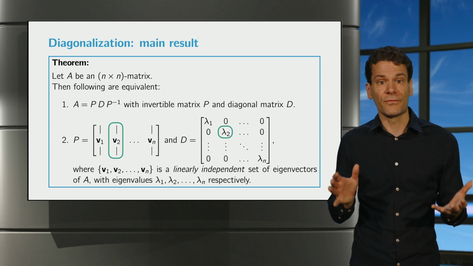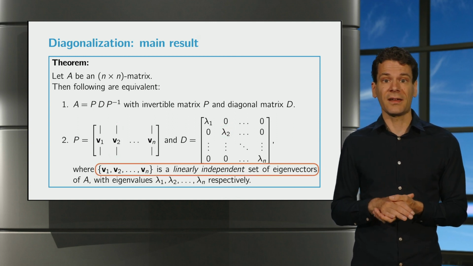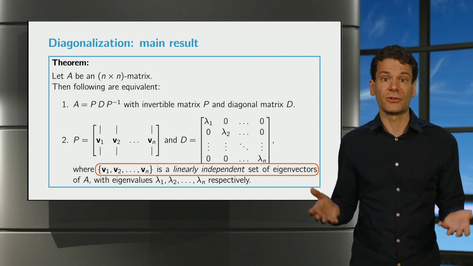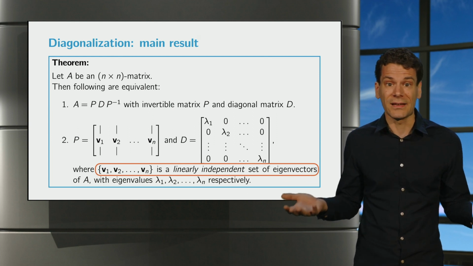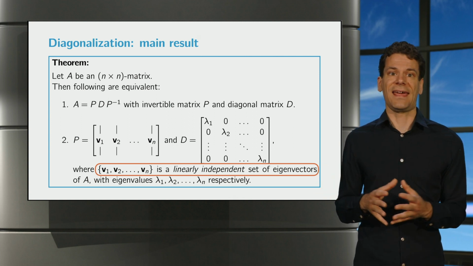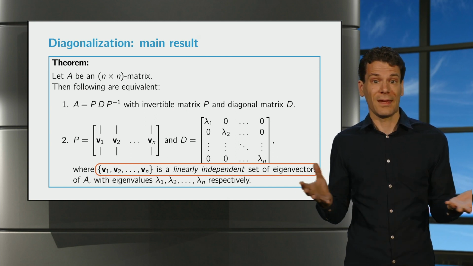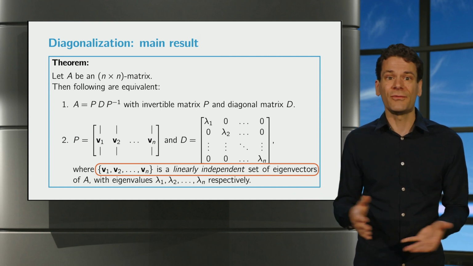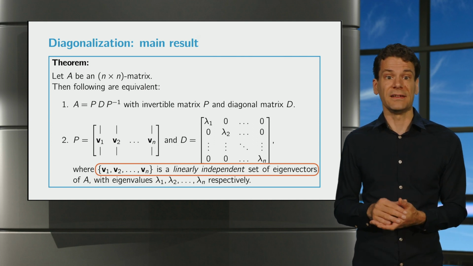The important point is the following. We see that if an n by n matrix A has n linearly independent eigenvectors, then it is diagonalizable. The theorem here tells us how to construct P and D in that case, and P is guaranteed to be invertible because it has linearly independent columns. On the other hand, if A does not have n linearly independent eigenvectors, then it is not diagonalizable. Indeed, we could try to construct a matrix P, but if the columns would be linearly dependent, it's not invertible.